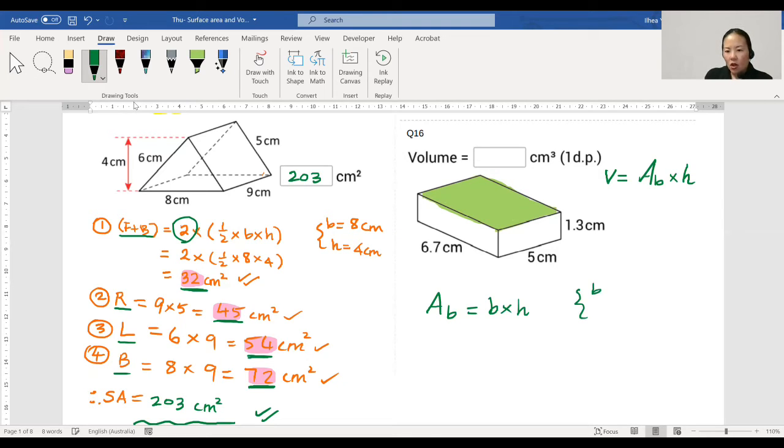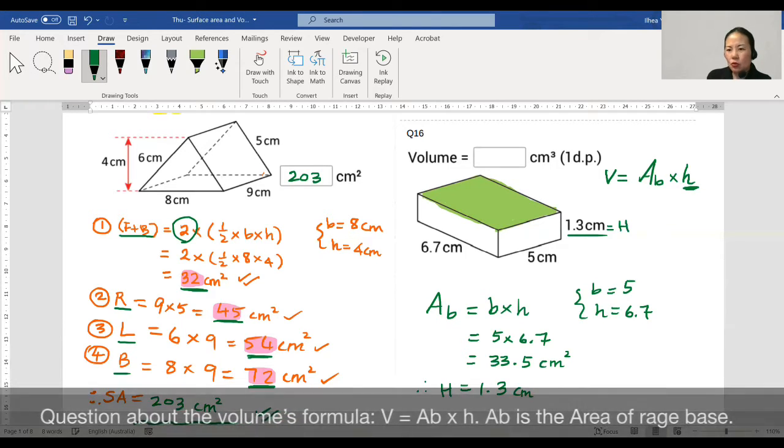And my base and height will be? 5 centimeters and 6.7. Excellent, 6.7. Now, what will be the 1.3, Kirsty, then? The height of the front rectangle. Excellent. So not quite the front rectangle, it's the height of the rectangular prism, the height for the prism. Okay, so I'm going to put that in. 5 times 6.7, you'll get 33.5 square centimeters. I hope you're all doing the calculation with me. The height of the prism is 1.3.